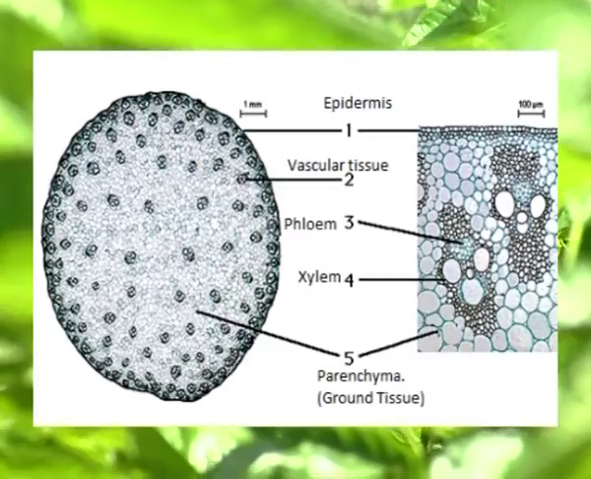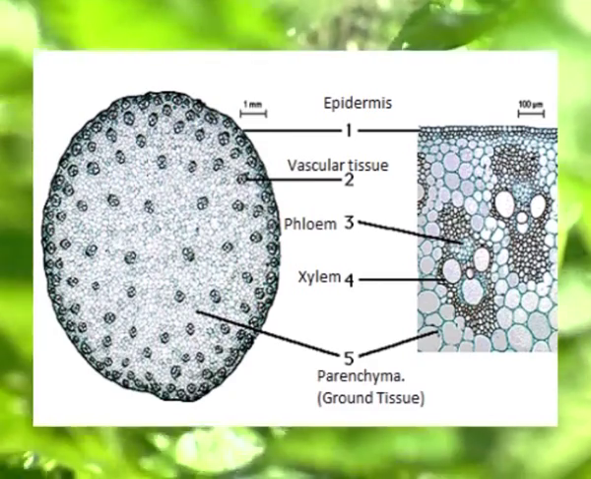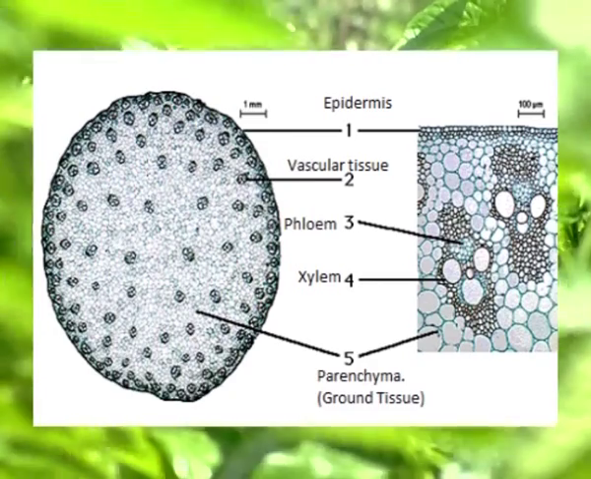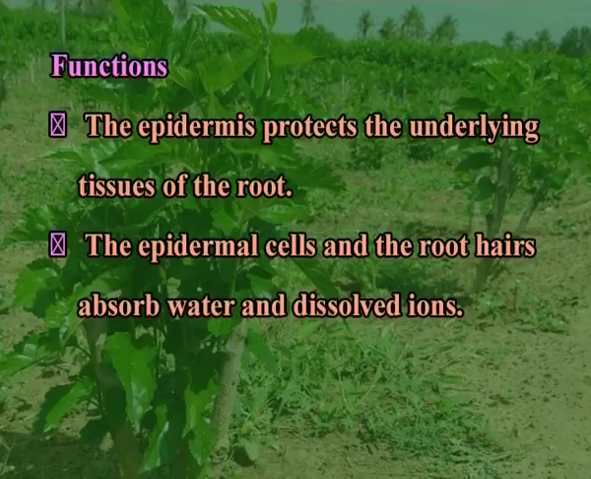Epiblema. It is located on the outermost layer of the root and consists of a layer of parenchyma cells. The outer walls of some cells will become root hairs. Water and mineral salt solutions in the soil enter into the plant system through the thin walls of the parenchyma cells. Functions. The epidermis protects the underlying tissues of the root. The epidermal cells and the root hairs absorb water and dissolved ions.